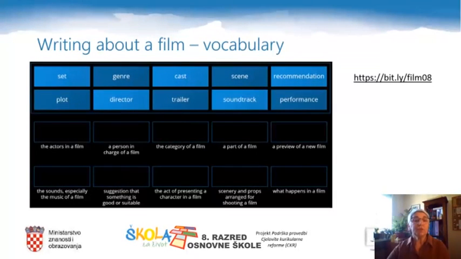The first step towards writing your own film review is revising the vocabulary that you need for writing. Here is a list of words, all related to films. Let's see how many of these words you can use correctly. If you're working on this lesson in front of your computer, you can pause the video and copy this link that you can see on the right-hand side of the screen, bit.ly/film08, into your browser, and you will access the exercise on WordWall so that you can do it as many times as you need, and you can stop and copy the vocabulary into your notebook.